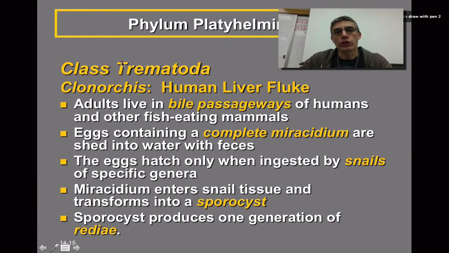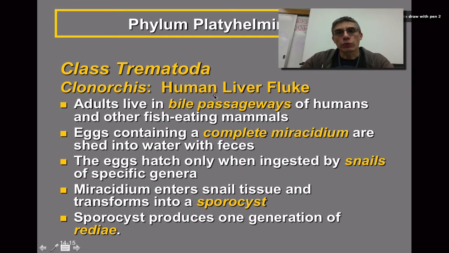So the next thing that we're going to do is look at the class Trematoda, and a little bit later on we're also going to look at the class Cestoda. As I had said a bit earlier, when it comes to reproduction with the parasites, we're going to be looking at a pretty complex life cycle that actually contains various larval stages. Now when you look at the class Trematoda, we're going to look at two different types of flukes. We're going to look at the human liver fluke, and we're going to look at the human blood fluke.